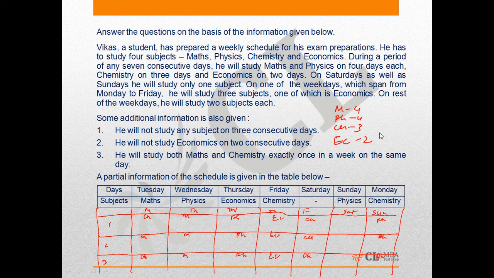On Saturday as well as Sunday, he'll study only one subject. Saturday and Sunday, exactly one subject. On one of the weekdays, which span from Monday to Friday, he'll study 3 subjects, one of which is economics. On the rest of the weekdays, he'll study 2 subjects each.